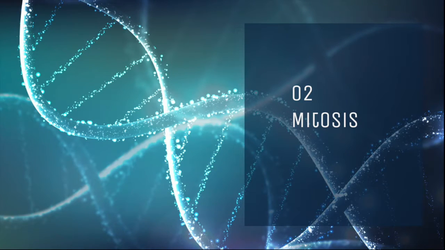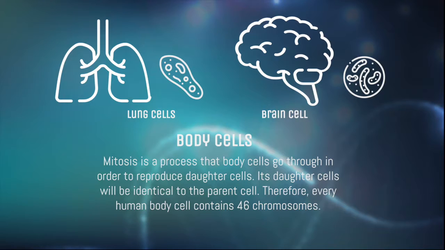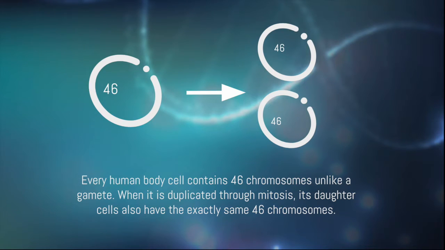Now let's talk about mitosis. Mitosis is a process by which body cells replicate to grow and to repair damaged cells. Their daughter cells will be exactly the same as their parental cells, including the organelles and the number of chromosomes. Every human body cell always contains 46 chromosomes.